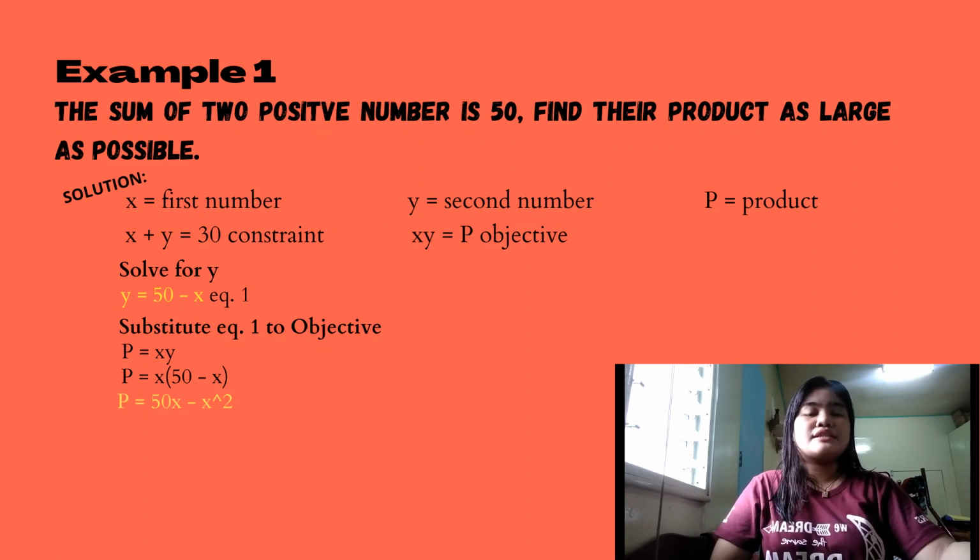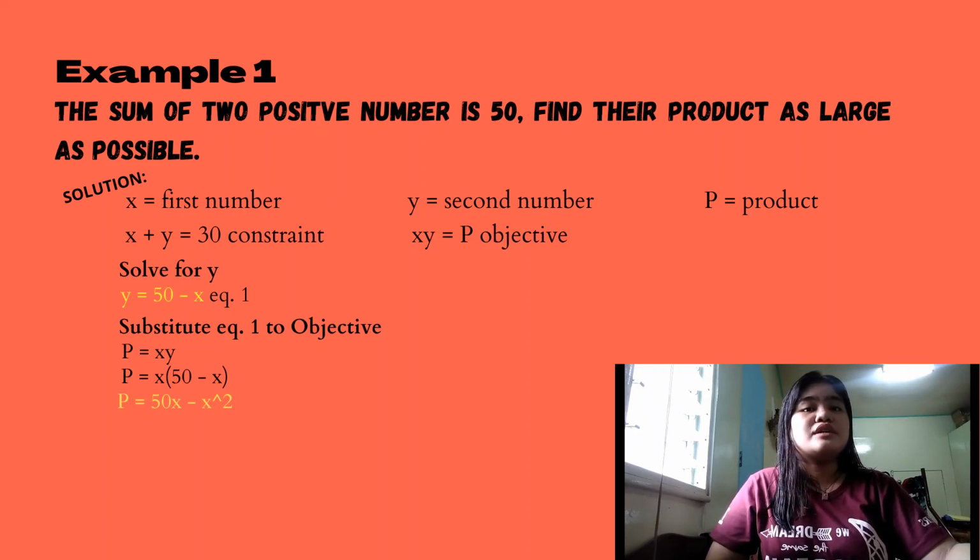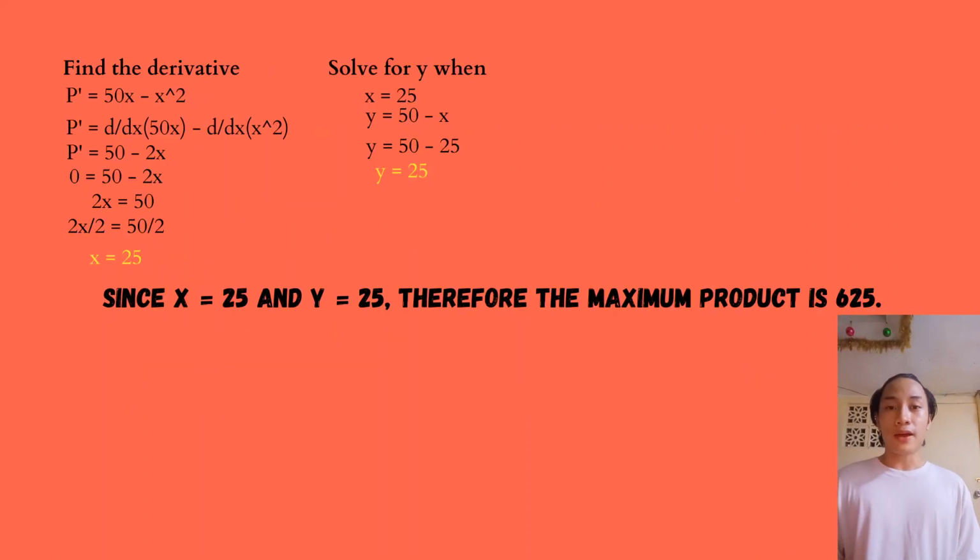p is equal to x times y. Copy p is equal to x, and our equation 1 is 50 minus x. So it will become p is equal to 50 times x, which is 50x. x times negative x is equal to negative x squared. Finding the derivative of 50x minus x squared. So the derivative of 50x is 50, since the derivative of x is equal to 1.